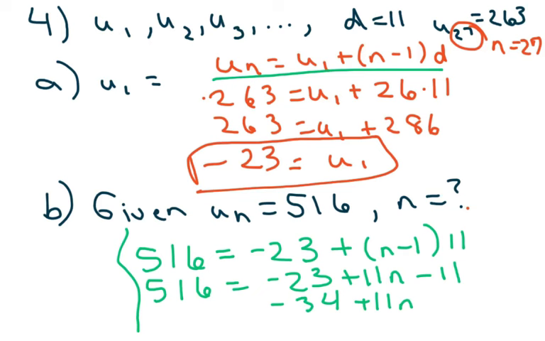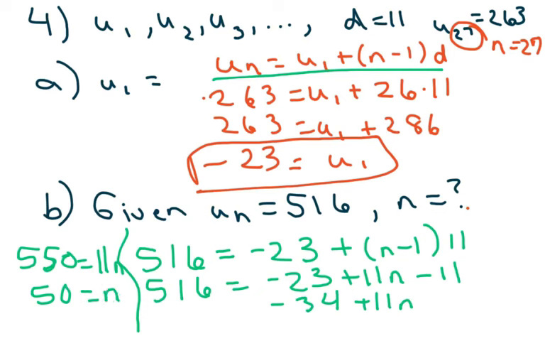Alright, anyway. Given that a sub n is 516, find n. So I have 516 equals negative 23 plus n minus 1 times 11. We combine this and get negative 34. Add the 34 to this, and you get 550. So 550 equals 11n, and you divide both sides by 11, and you get 50 equals n. So 50 would be your number of terms.